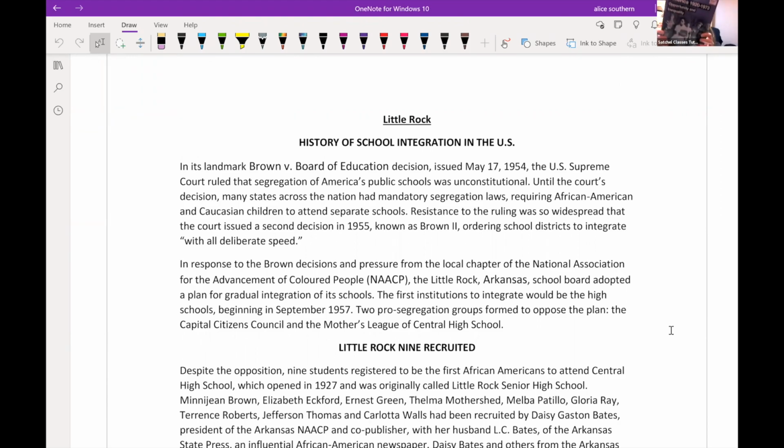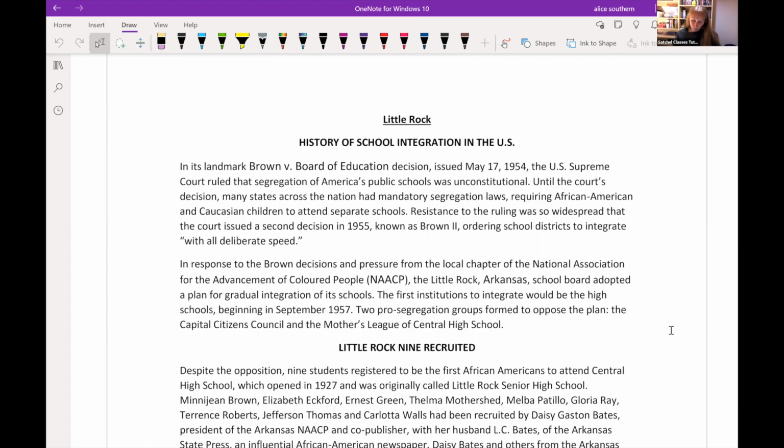So this picture here, this is Little Rock. You can see there a black woman walking down holding books, and then these white girls in the background looking at her absolutely enraged. Okay, so if you just Google Little Rock, that picture will come up.